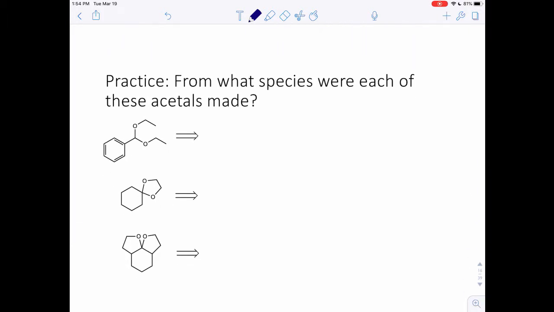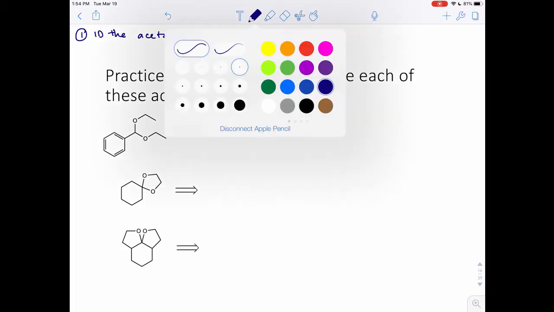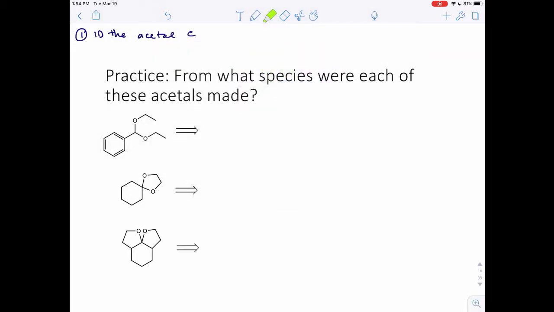Okay, I want to take a time out here and think about what species each of these acetals were made from. So we're going to take this stepwise. The first thing you want to do is identify the acetal carbon. So pause and identify the acetal carbon for each of these species. The acetal carbon is the one that's bonded to two oxygens.